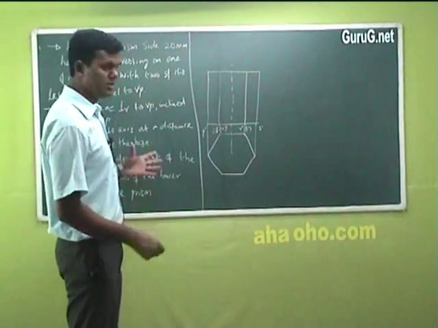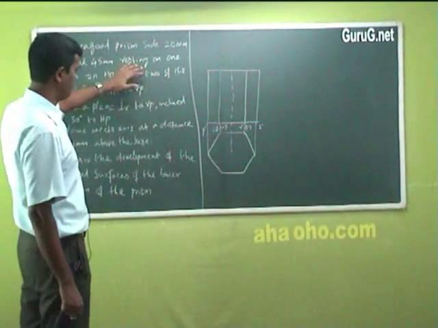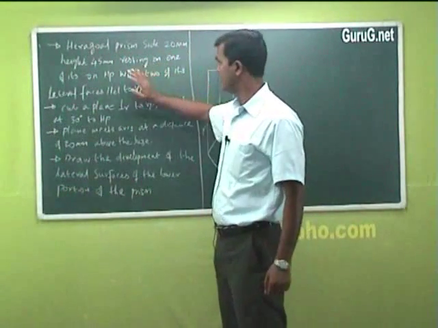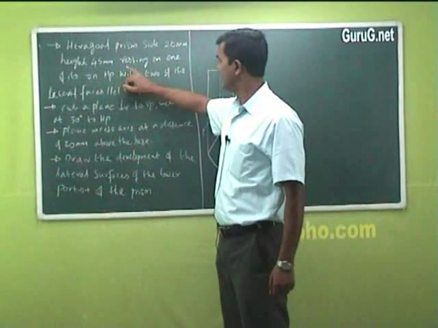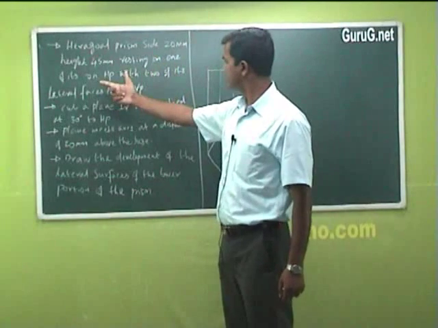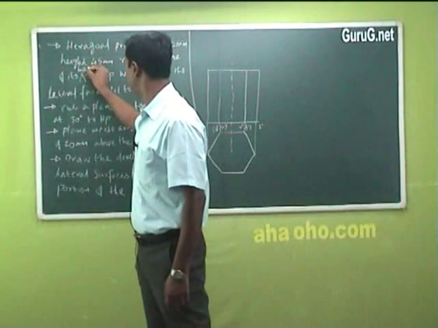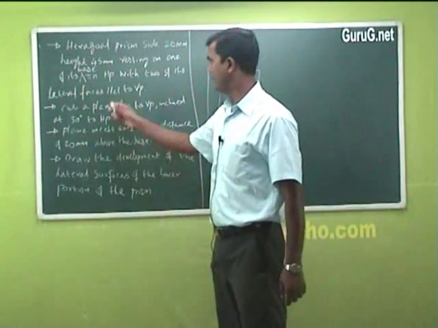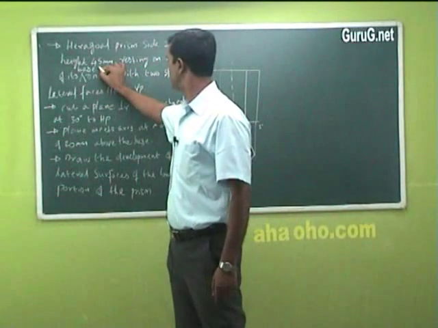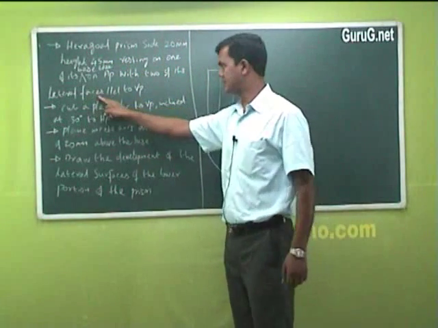Now you see the example of this hexagonal prism. In the diagram, in the problem given, it is given that a hexagonal prism of side 20 millimeter, height 45 millimeter, resting on one of its base, base edge on HP, with two of its lateral faces parallel to VP.